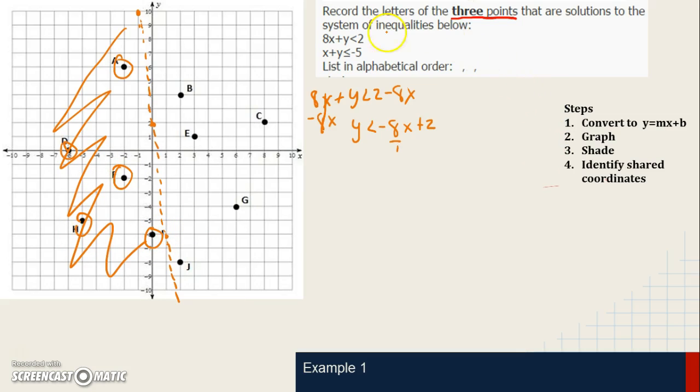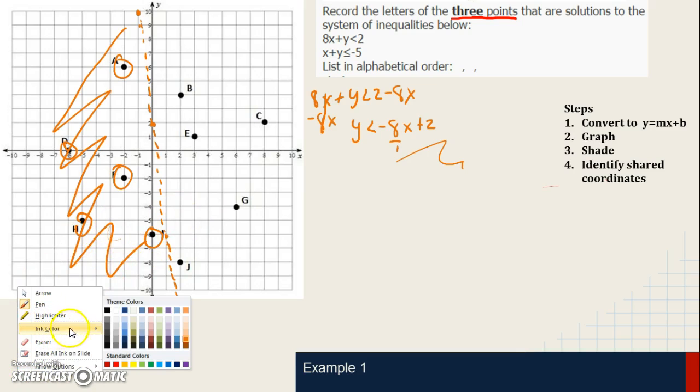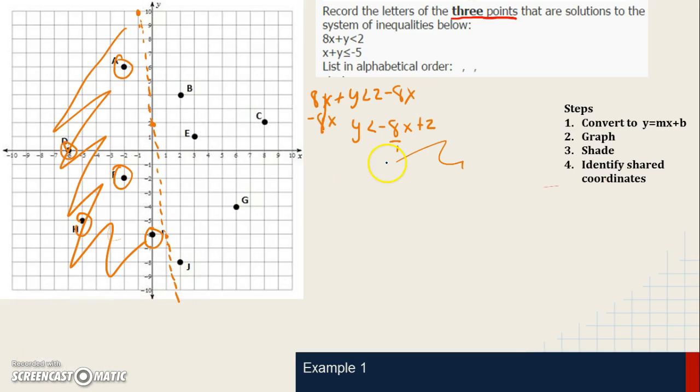And now I just need to take care of the other equation so I can compare our shared coordinates. And I'll go ahead and do that. So I'm going to come down here and switch the color real quick. Can't find the cursor. Sorry about that. So here we have our second equation.